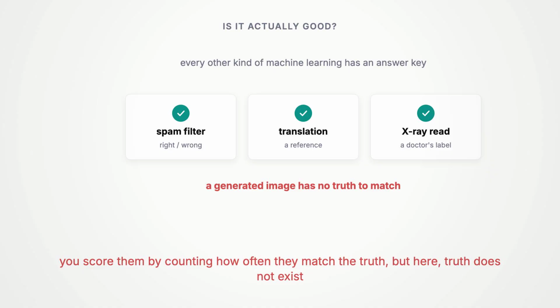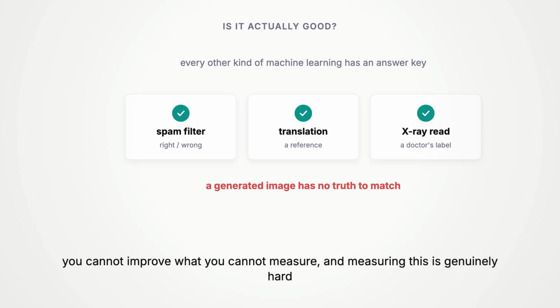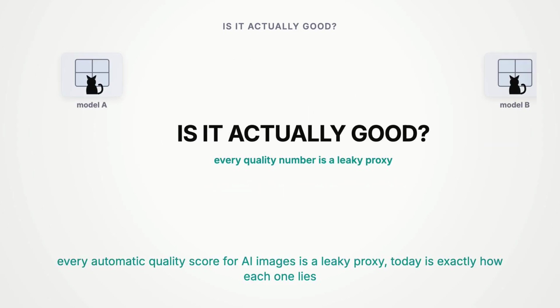You cannot improve what you cannot measure, and it turns out measuring this is genuinely hard. Every automatic quality score people use for AI images is a leaky proxy. Today is about what each one really measures, and exactly how each one lies. Because reading a leaderboard honestly is impossible until you know that.